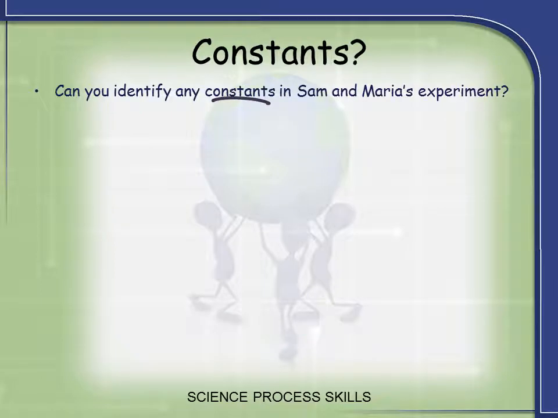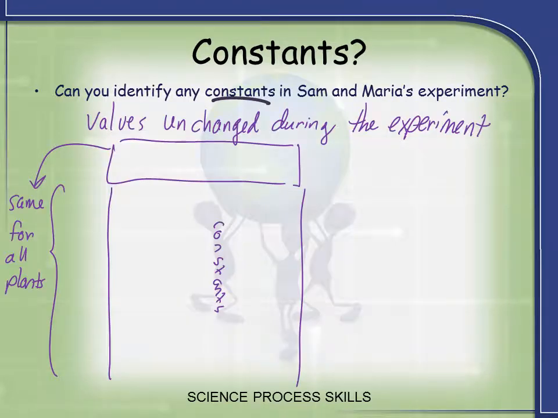Then we also want to know what constants we had in place for Sam and Maria's experiment. So this is something that all the plants would have received, regardless of whether or not they had the treatment or the different types of treatment. As you can see, the constants in our experiment, the values that were unchanged, include the amount of water and the amount of sun, because those were the same for every single plant. And that's one of the things about having a controlled experiment. These constants do not change, so we can have a good comparison between what's happening with our treatment and not with our treatment.